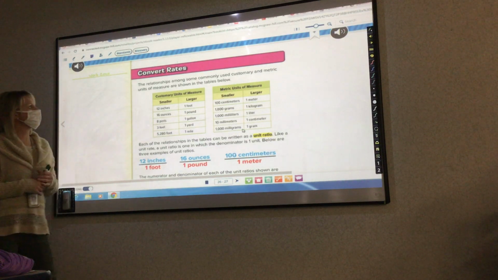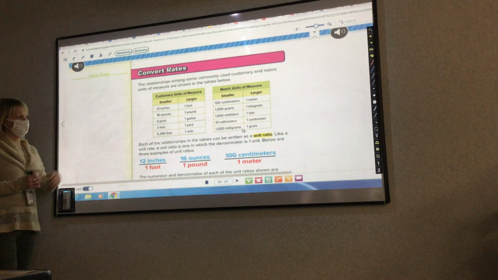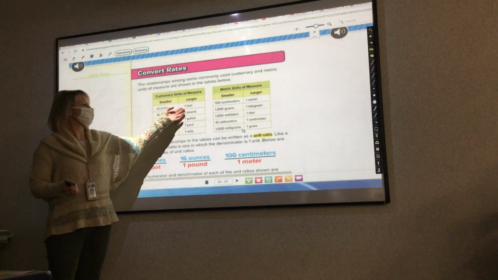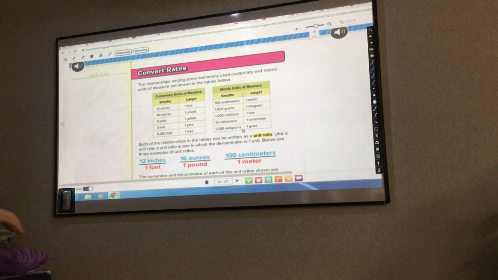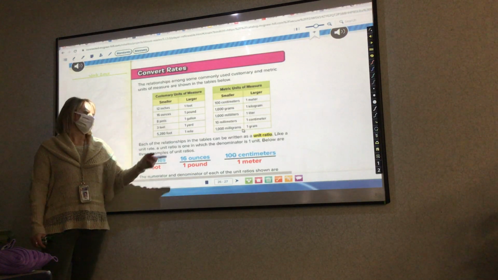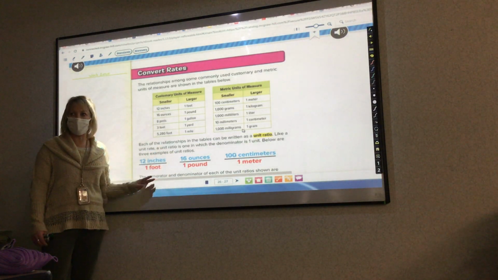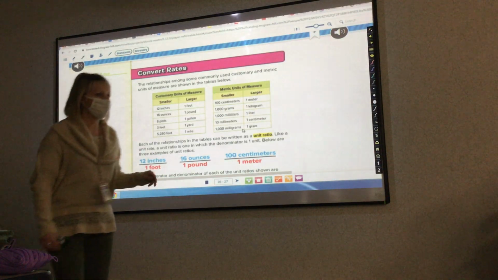It just says the relationships among some commonly used customary metric units of measure are shown in the table below. So here they are, like 12 inches is a foot, okay? 16 ounces is a pound. It says each of the relationships in the tables can be written as a unit ratio, which is like a fraction. Like a unit rate, a unit ratio is one in which the denominator is 1. Below are 3 examples of unit ratios, like 12 inches is a foot, 16 ounces is 1 pound. We have the 1 on the bottom, which makes it that unit rate, because a unit is just 1.